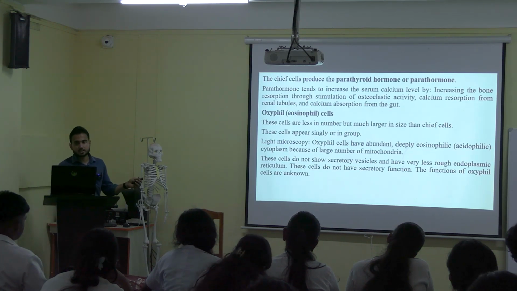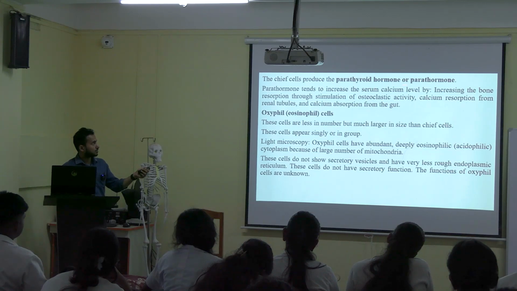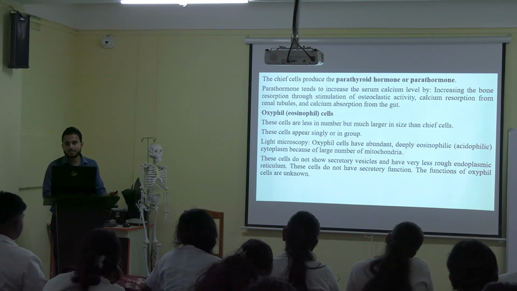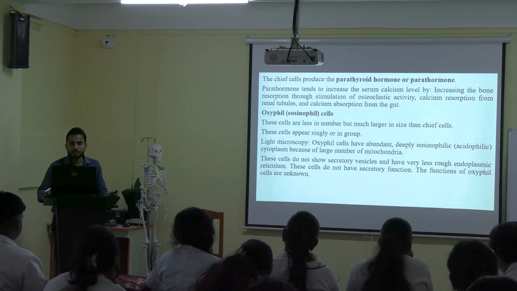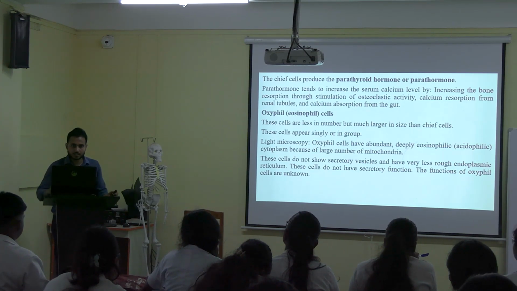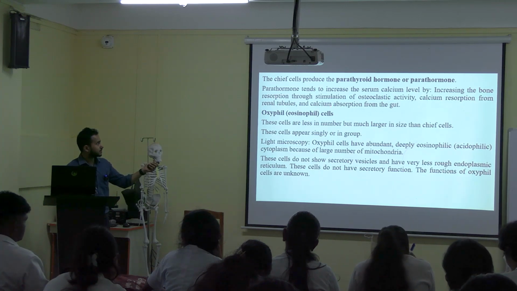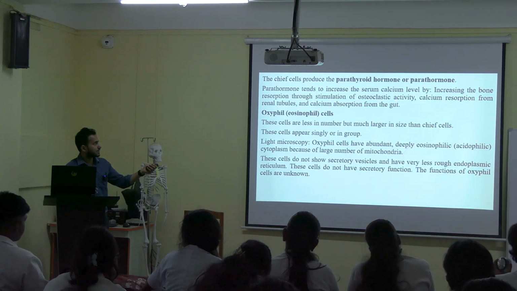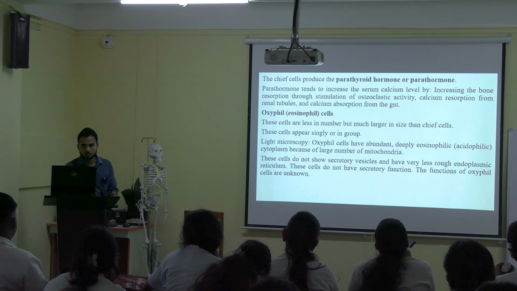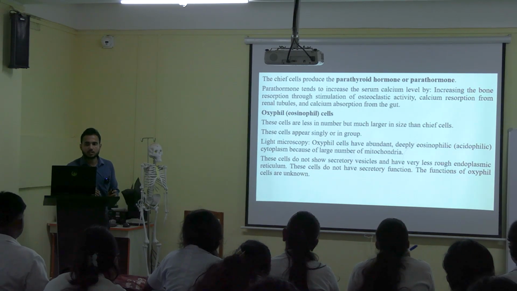So what is the function of the chief cell? It will secrete the parathyroid hormone, also called parathormone. Now what is the function of parathormone? It will increase the serum calcium level. How will it increase the serum calcium level? There are some mechanisms. As you can see, increasing bone resorption through stimulation of osteoclastic activity. I hope you have studied the cells of the bone.